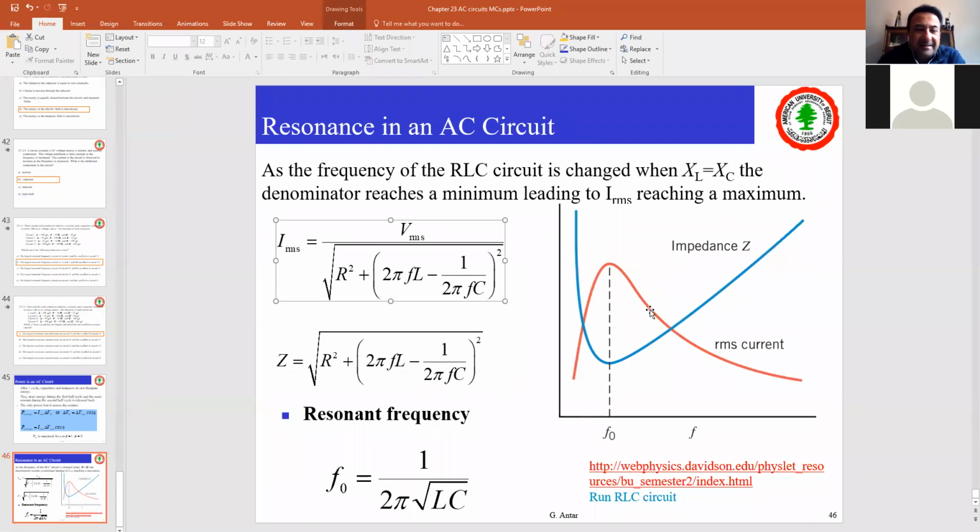All right. So let's see what happens at different values of omega. When omega tends to 0 or f tends to 0, this guy tends to 0, right? 1 over omega C tends to infinity. Delta V RMS divided by infinity gives me I max tends to 0.